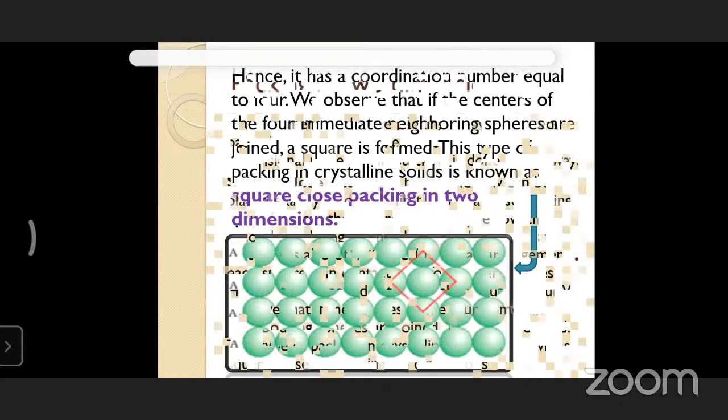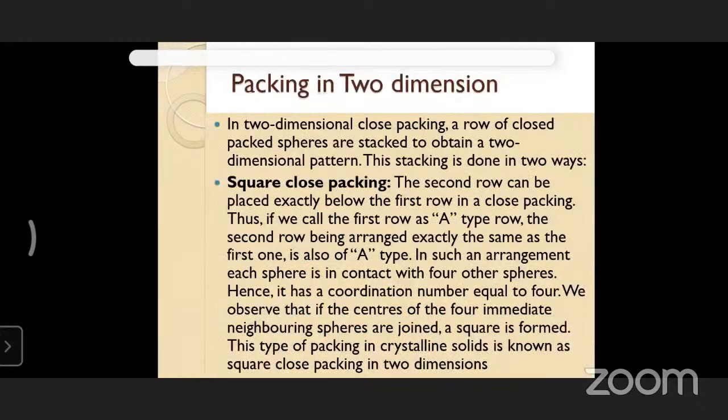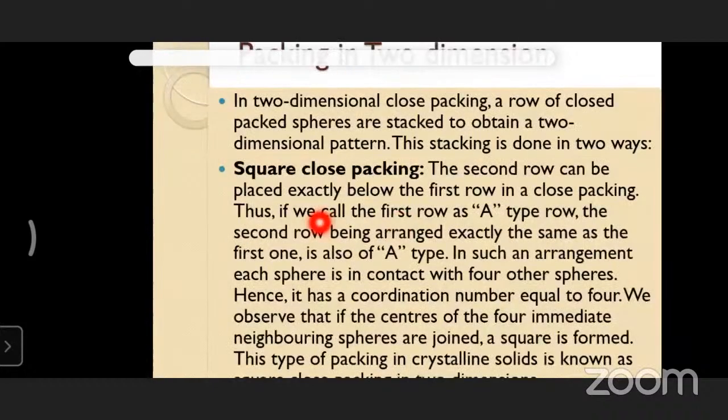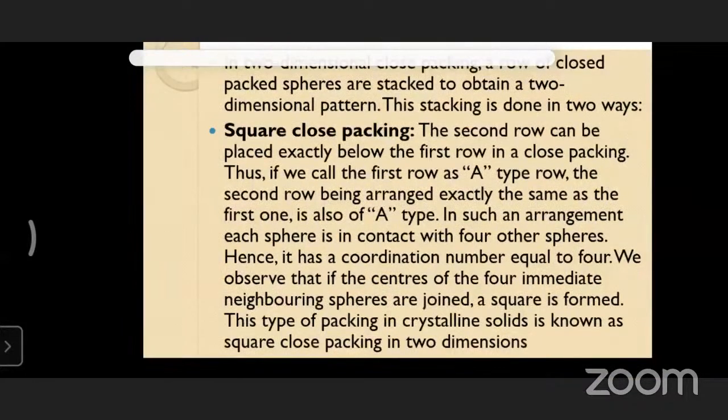So the second row can be placed exactly below the first row in a close packing. Thus, if we call the first row as A type, and the second row being arranged exactly the same as the first one, it is also of A type. Similarly, we have seen in the diagram, both rows are A type only. In such an arrangement, each sphere is in contact with four other spheres. That I'll explain in the diagram. Hence, it has a coordination number equal to 4. We observe that if the centers of the four immediate neighboring spheres are joined, a square is formed. This type of packing in crystalline solids is known as square close packing in two dimensions.